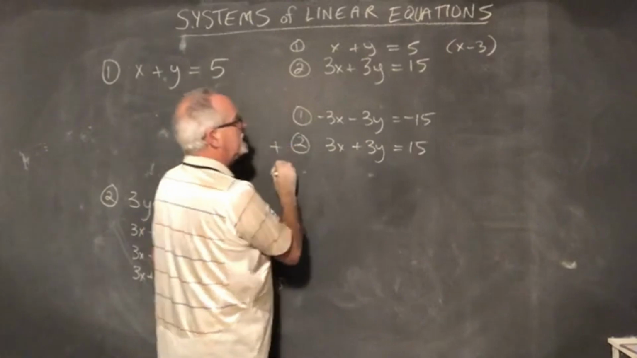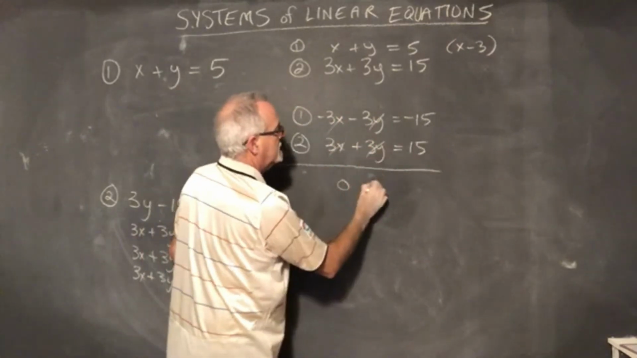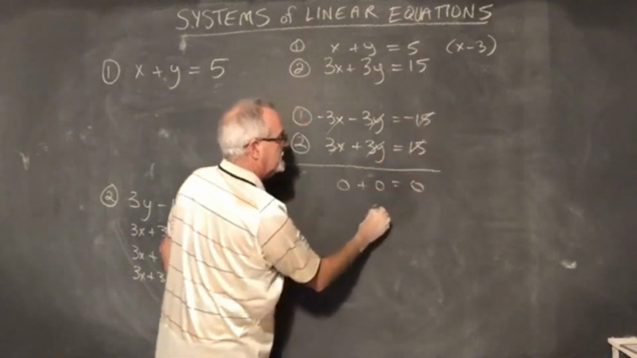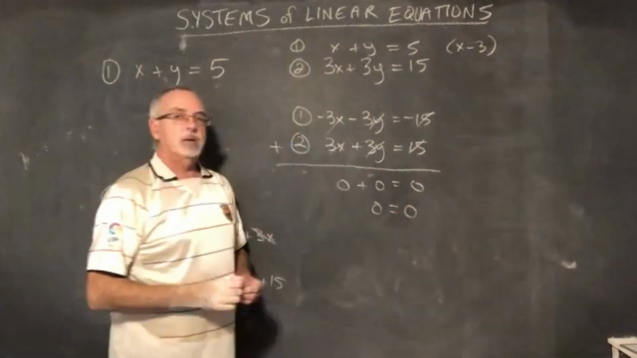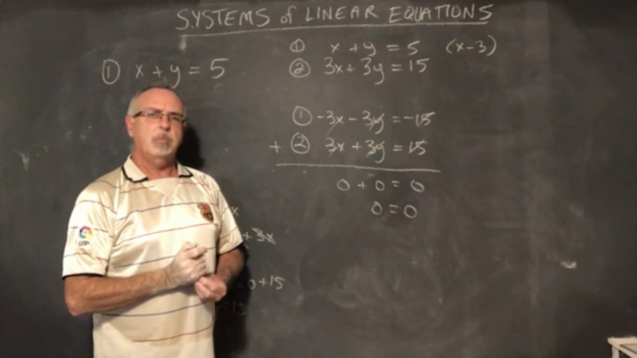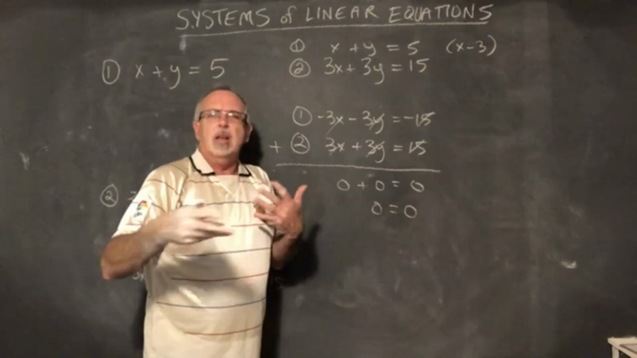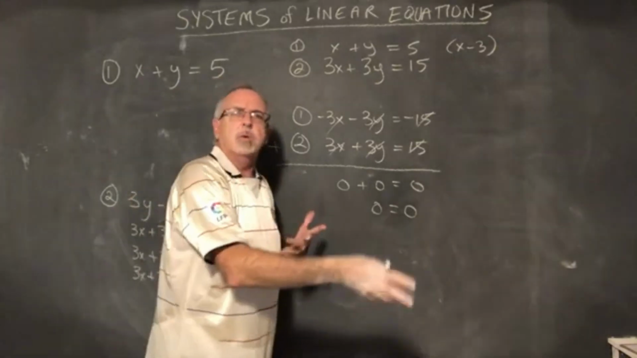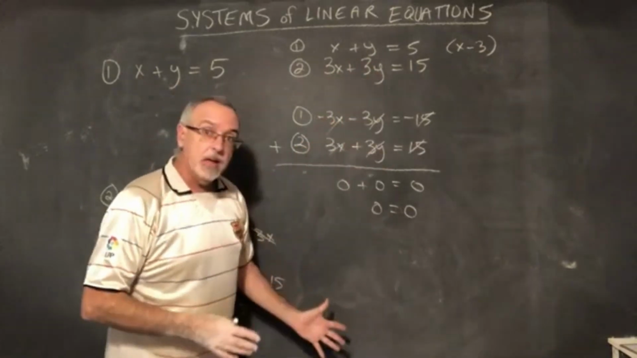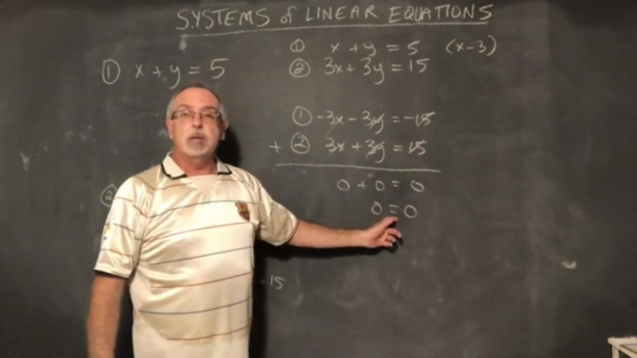And when I add, these cancel, that's 0. These cancel, that's 0. And these cancel. I end up with 0 equals 0. And this makes a lot of sense. So with parallel lines, I ended up with 4 equals 0, or you could get negative 12 equals 0, or 0 equals 20. You get a statement at the end of the algebraic method with parallel lines that makes no sense. But 0 equals 0 makes perfect sense.